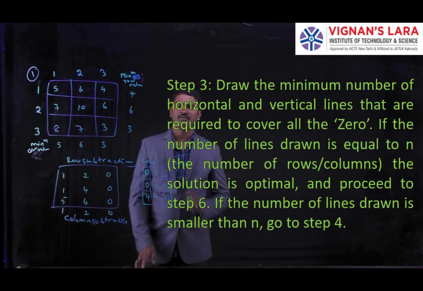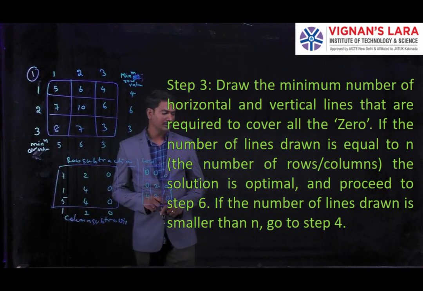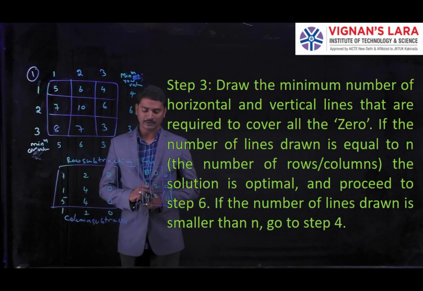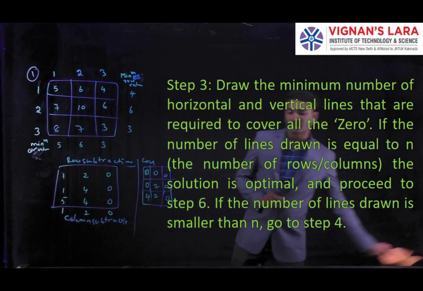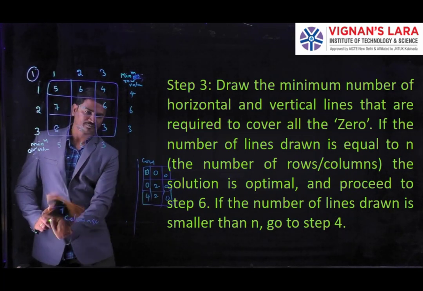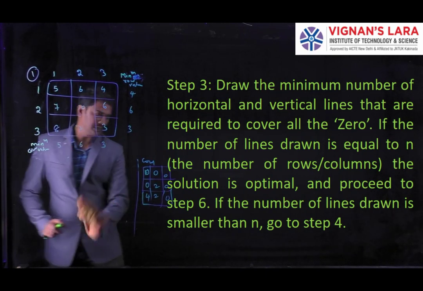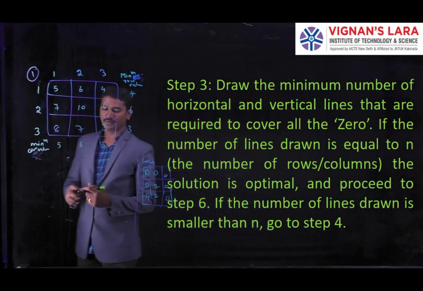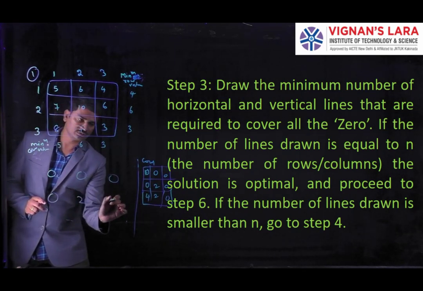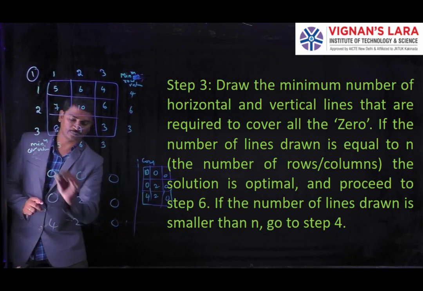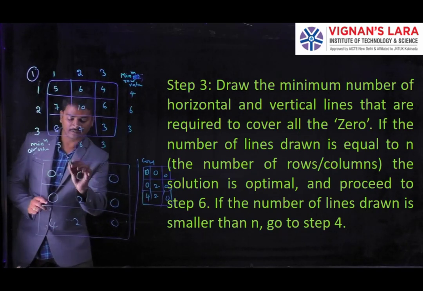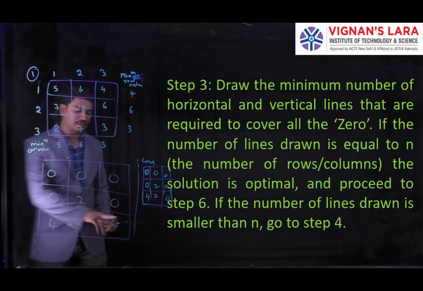Then coming to the third step, here in the third table, we have to draw the lines. We are going to draw the lines based on the zeros. Okay, here after column subtraction we have the values 0 0 0 0 2 0 4 2 0. Here we are going to draw the lines. Here we have one principle, one condition.